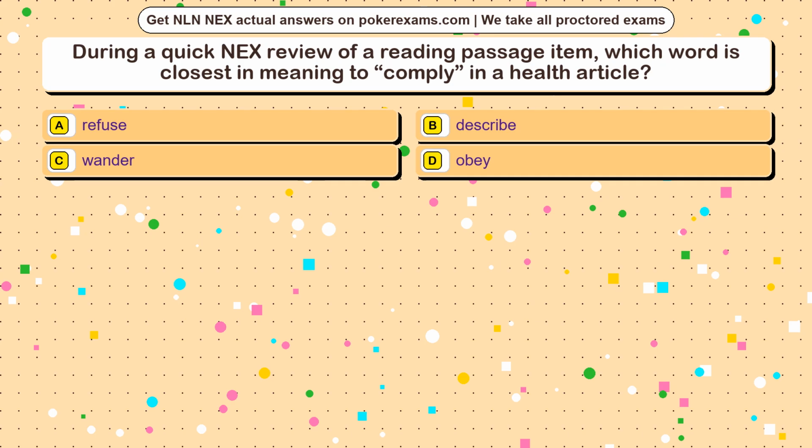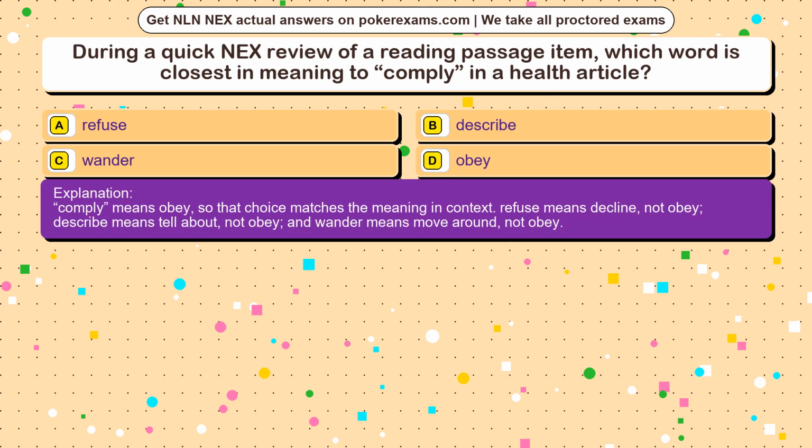The correct answer is option D. Comply means obey, so that choice matches the meaning in context. Refuse means decline, not obey. Describe means tell about, not obey. And wander means move around, not obey.